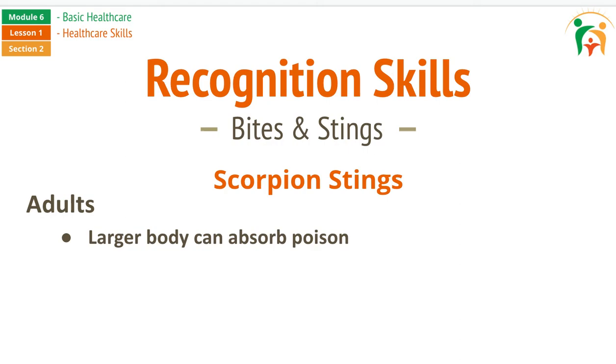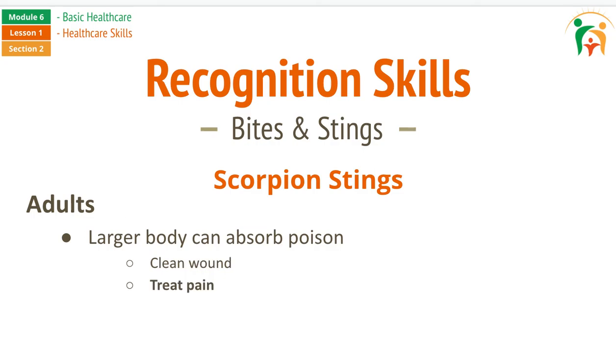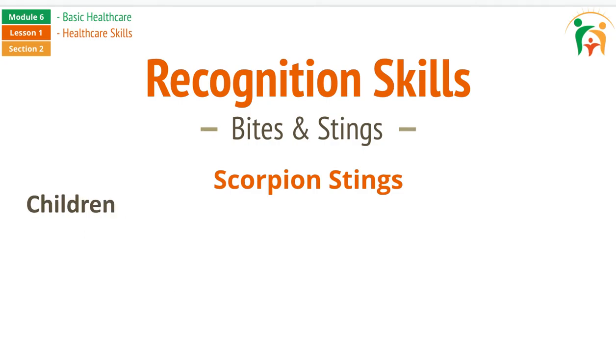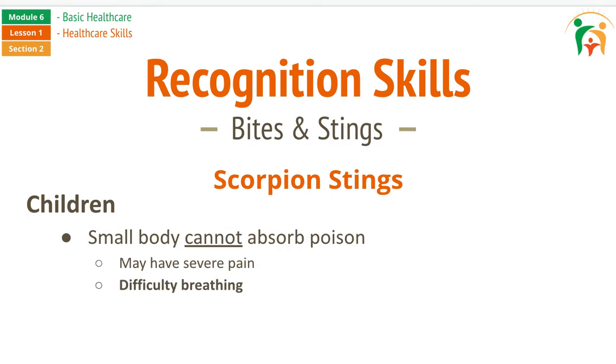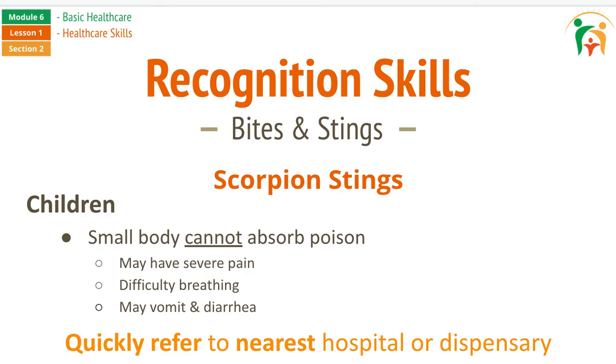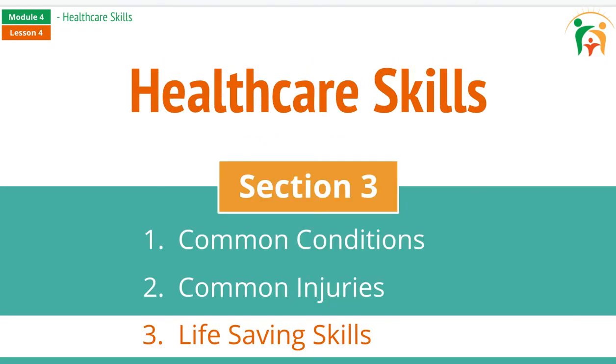In adults, a larger body can absorb the poison. Clean the wound and treat pain. In children, the small body cannot absorb the poison, and they may have severe pain, difficulty breathing, vomiting and diarrhea. Quickly refer to the nearest hospital or dispensary.